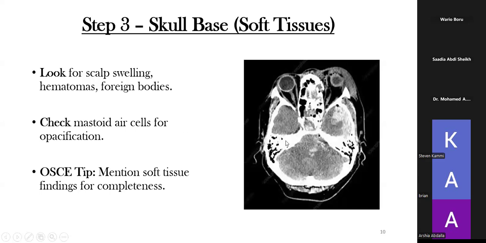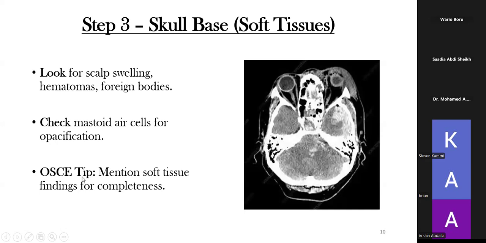So check for scalp swelling. You can see the scalp, there's a bit of swelling there. Look at this one here and look at this side. So you can see the left side has been affected more. Check the mastoid air cells. These are your mastoid air cells that you can see here on the right, and look at the one on the left. Look at the opacification if they are similar in both.